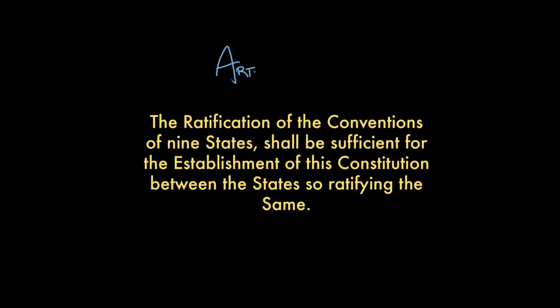Hi, this is Kim from Khan Academy, and today I'm learning more about Article VII of the U.S. Constitution, which is the provision that specified the conditions for the Constitution to become law. It reads, "The ratification of the conventions of 9 states shall be sufficient for the establishment of this Constitution between the states so ratifying the same."